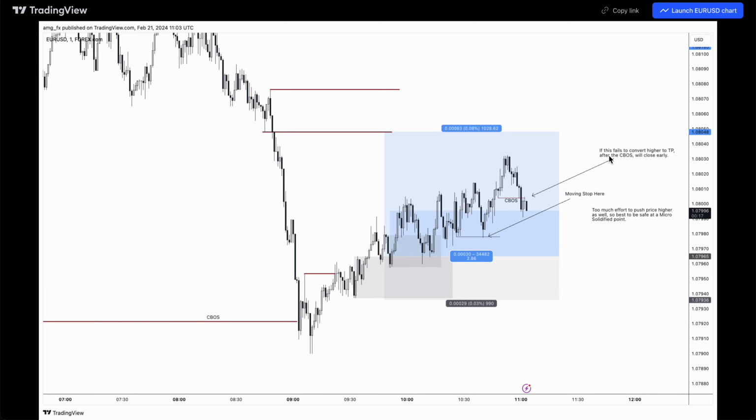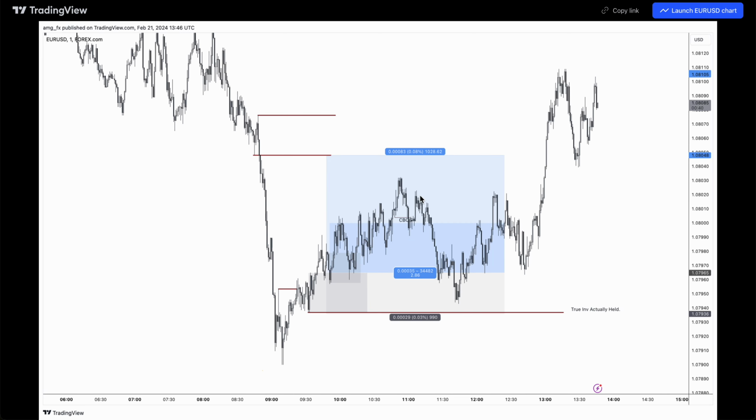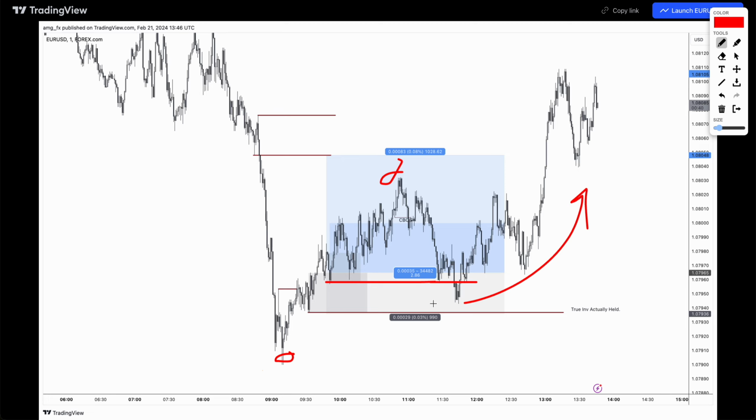And obviously, as you can see here, if this fails to convert higher to TP after the CBOS, I will close early. And it did fail, and it came all the way lower, but this true invalidation down here actually did hold. So this would have been a CBOS on a bigger scale from this low to this high, and then a reaction from the POI here, and then taking price higher. And there would have been a potential scaling opportunity here, but I wouldn't have entered there because there's no POI.